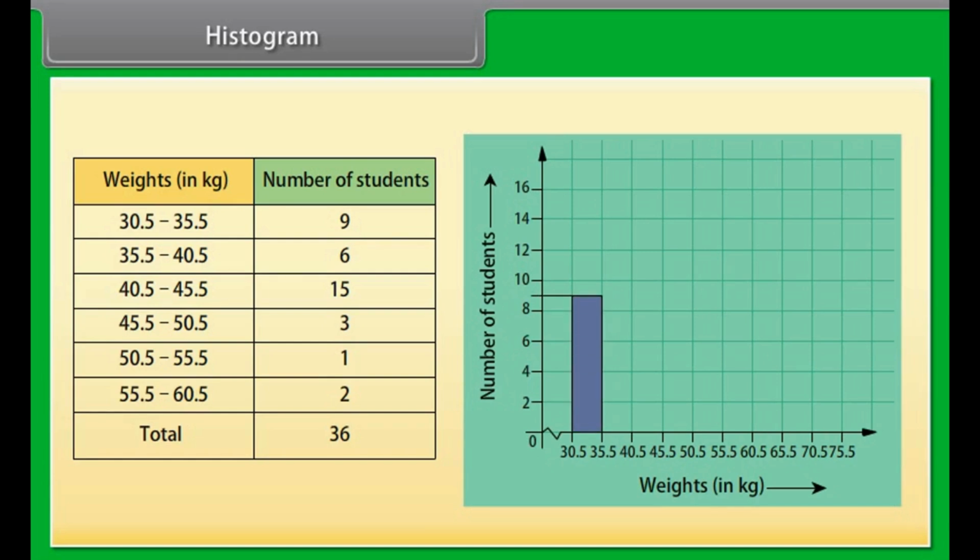Let us now draw the rectangle for the class interval 30.5 to 35.5 of length 9 cm. Similarly, we draw the other rectangles. This is called a histogram.